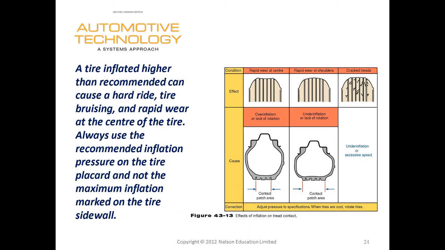So what if we have incorrect tire pressures? We can get abnormal wear. If we look at an overinflated tire, generally it's going to balloon the tire, which is going to cause the center of the tread to wear out. Running an underinflated tire, it's going to be kind of crowned like this, and it will wear the outsides of the tire. Some other things we might see are cracked treads from an underinflated or excessive speed, so overheated tire.